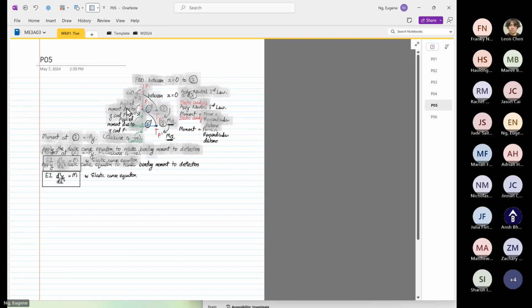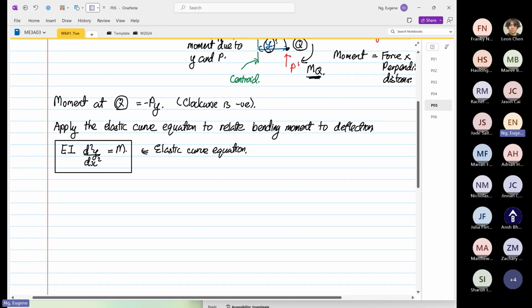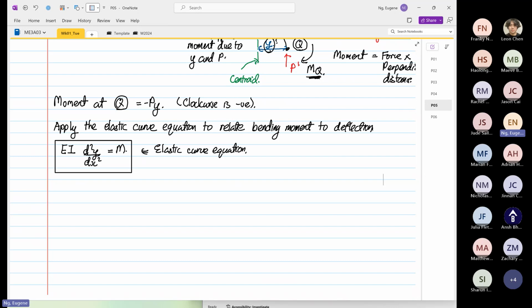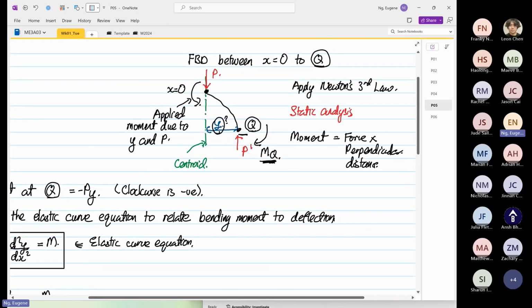Right. So now we know how to apply this elastic curve. So now we are going to write an expression where we have EI d squared y over dx squared, and this whole thing will be equal to the moment at point Q. Let me recall where's point Q. Point Q is at this point over here, where we are trying to find our y.